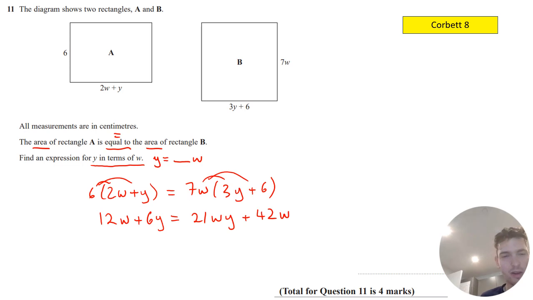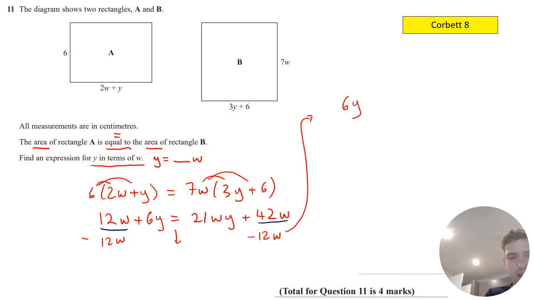Okay, let's have a look at what I've got here. Remember that I want to make y the subject. So the first thing that I see is I've got 12w here and 42w here. So what I'm going to want to do is remove one of those. So let's minus 12w from both sides. I'm going to continue my working up here. So I'm going to have 6y equals 21wy plus 30w.